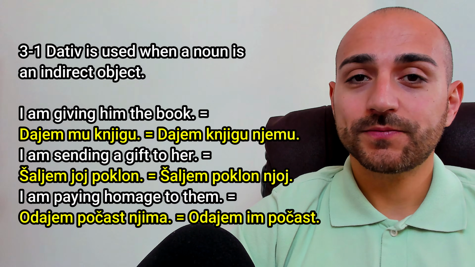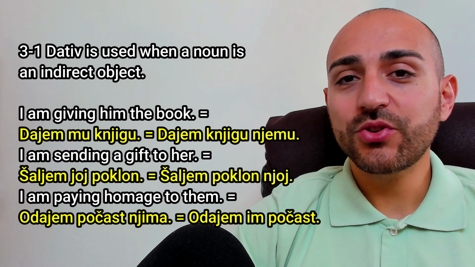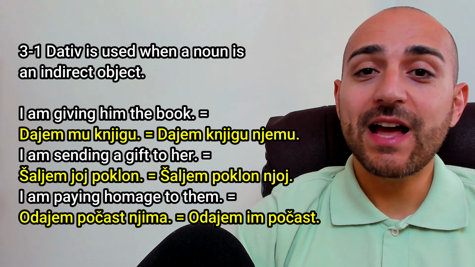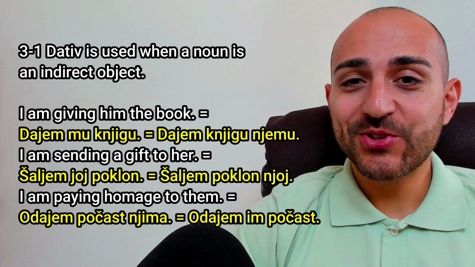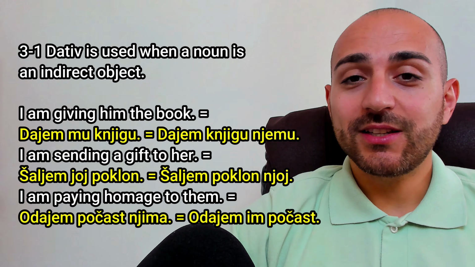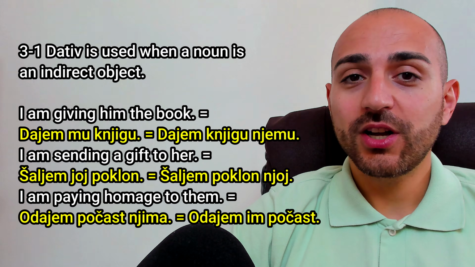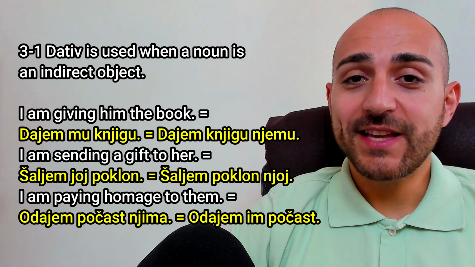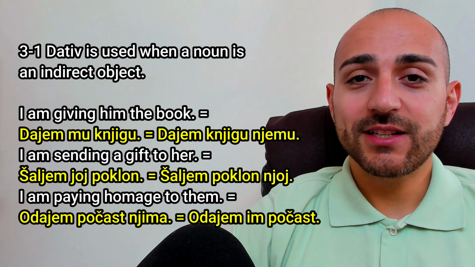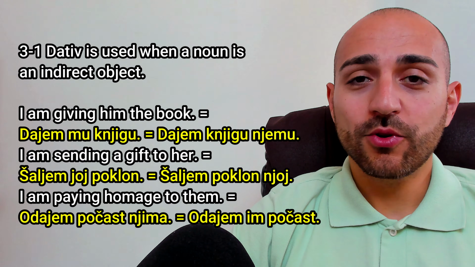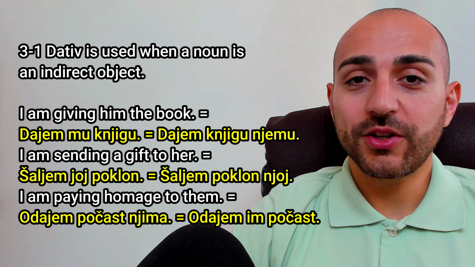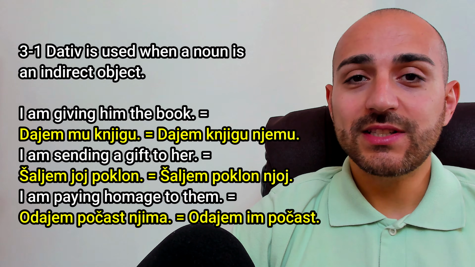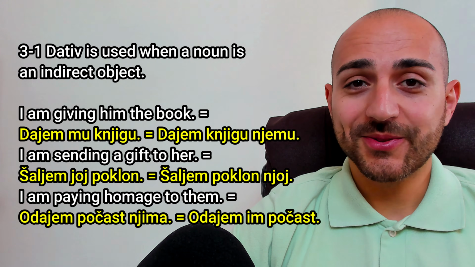If you're using the short form, it has to go before the object. Dajem mu knjigu. And if you're using the long form, it seems like it's more lenient, but it's better to put it after. So just to differentiate the two, maybe you can learn for now that you have to use the short form before, like dajem mu knjigu, and the long form after, dajem knjigu njemu. I am sending a gift to her, šaljem joj poklon, or šaljem poklon njoj. I am paying homage to them, odajem počast njima, or odajem im počast.